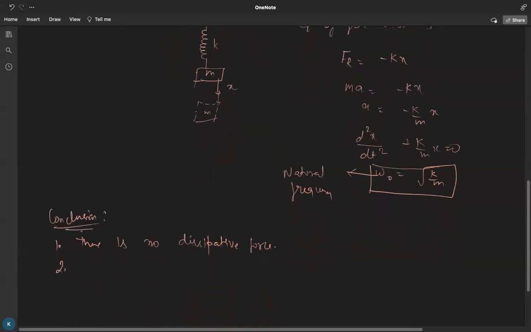The second conclusion we can tell is that the system has a constant amplitude, right? We can tell this because there is no dissipative force, so the system has a constant amplitude. Vice versa is also true.